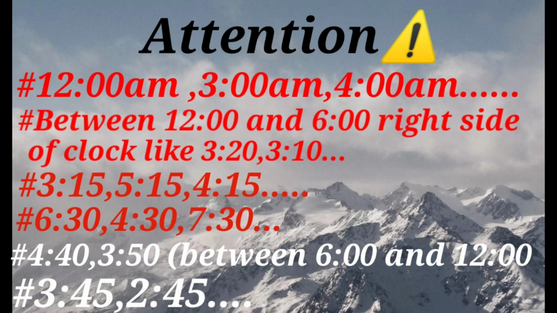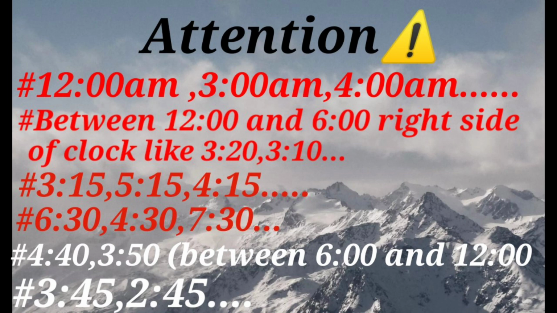And the next, between 12 and 6, it can be a.m. or p.m. It would be the right side of a clock, with examples like 3:20, 3:30 and 3:05. There are so many times between 12 and 6. So how will you answer those questions? How will you tell these times? The next point is 3:15, 5:15, and you can see the common 15, 15 minutes. So you will have to keep this point also in your mind.